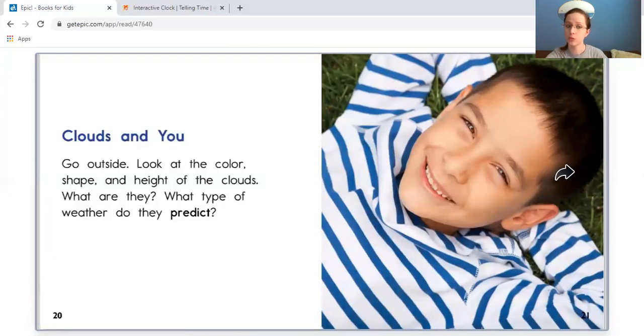Clouds and you. Go outside. Look at the color, shape, and height of the clouds. What are they? What type of weather do they predict? So before we meet again, probably on Wednesday, I would love to see you guys be able to just poke your head outside real quick and see if you can try to figure out, of the types of clouds we talked about today, what type of cloud are you seeing in the sky?